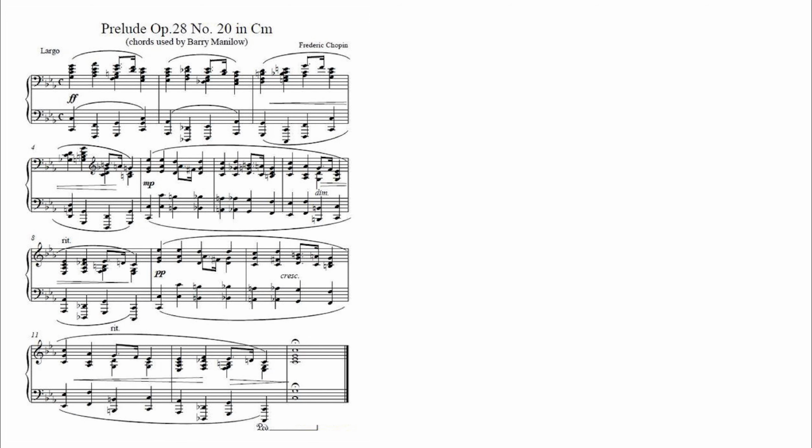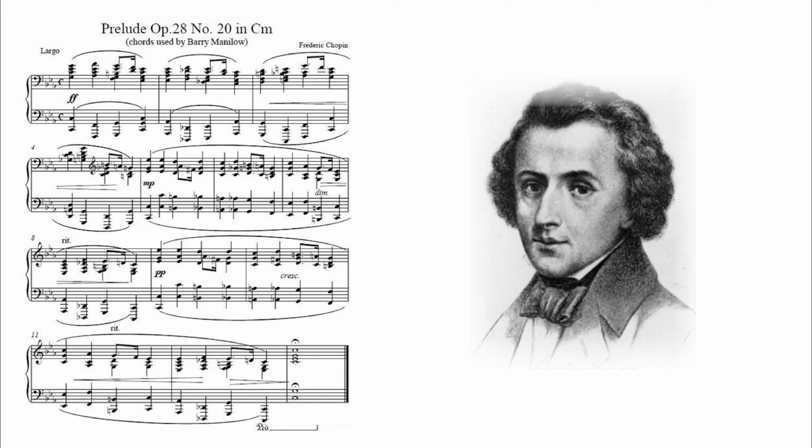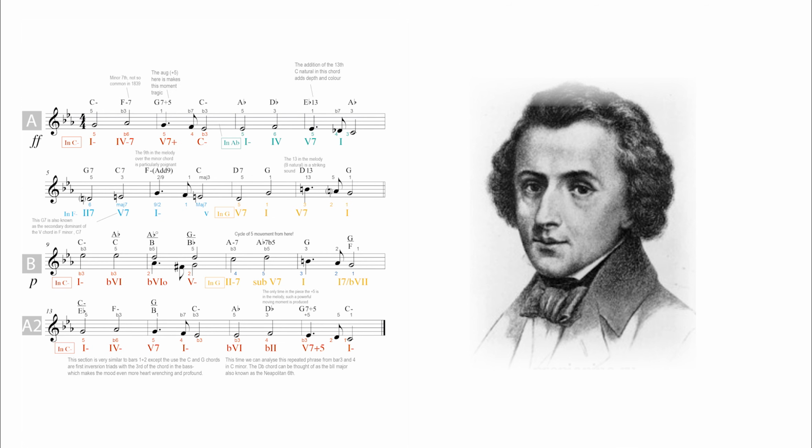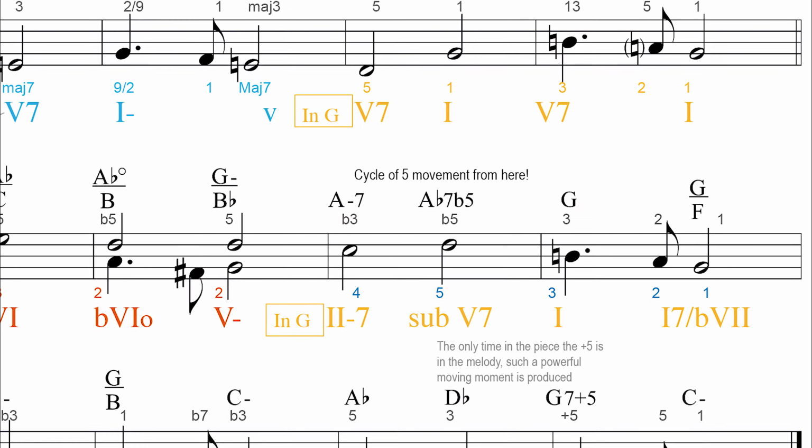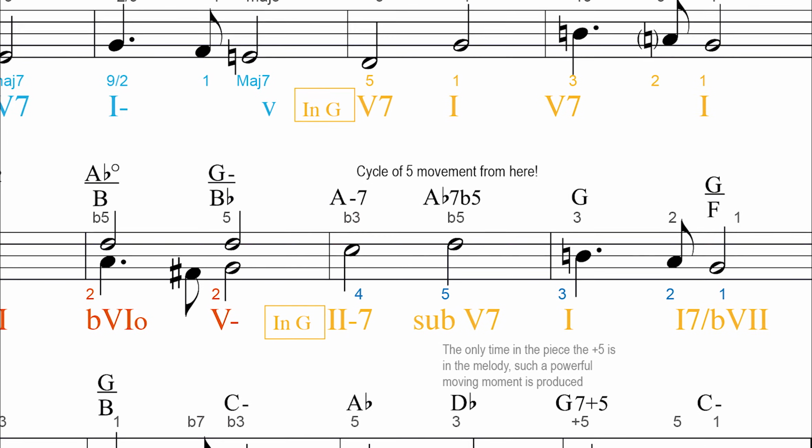Hi, welcome to this analysis of Chopin's Opus 28, Prelude number 20 in C minor, apparently composed in Majorca in 1838. I feel a jazz-type analysis is entirely suitable as the block harmony is quite easily labelled and analysed, just as we would a jazz standard with chord symbols and Roman numerals.